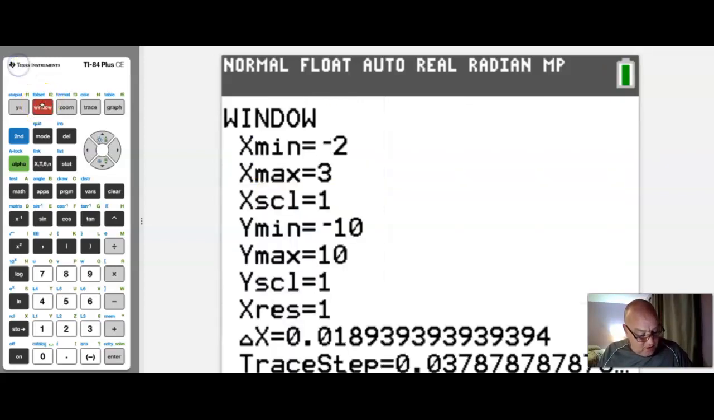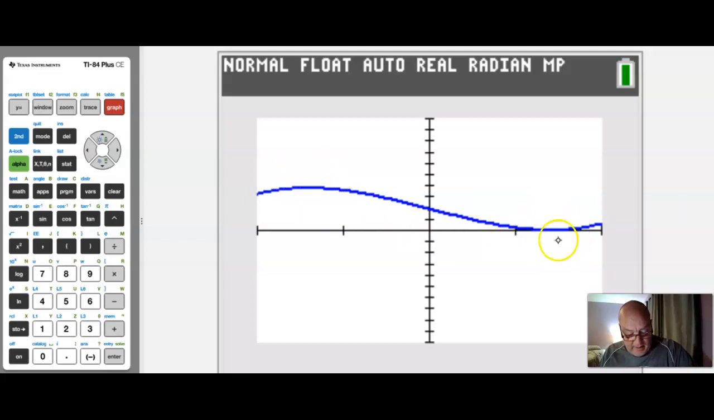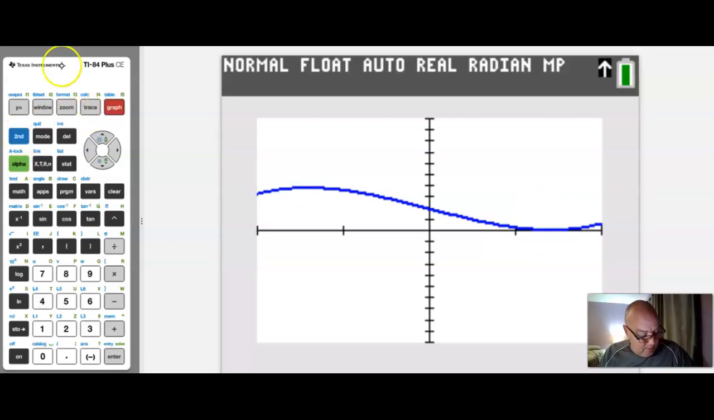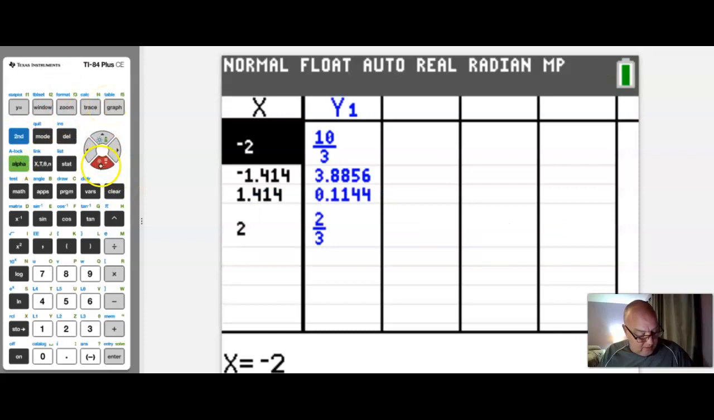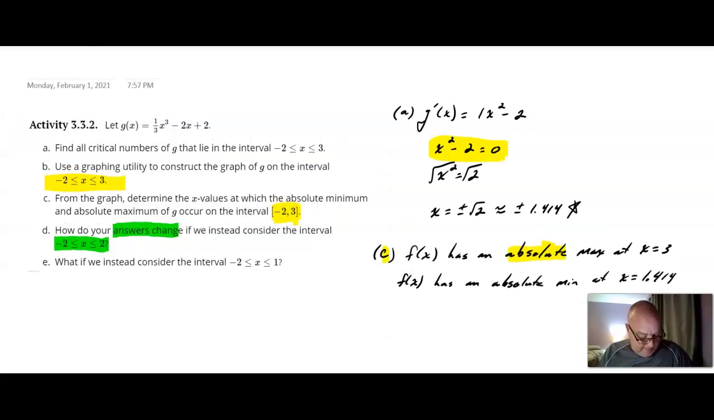-1.414. Let's just show this on the graph so you can see what I'm talking about. If I change the x max to a 2, we can see that now the maximum function is occurring here at -1.414. The minimum is still occurring at positive 1.414, but we have a new max, all right? And our table supports that the new max occurs at -1.414. I'm not going to write that answer down, but you can see what just happened there.